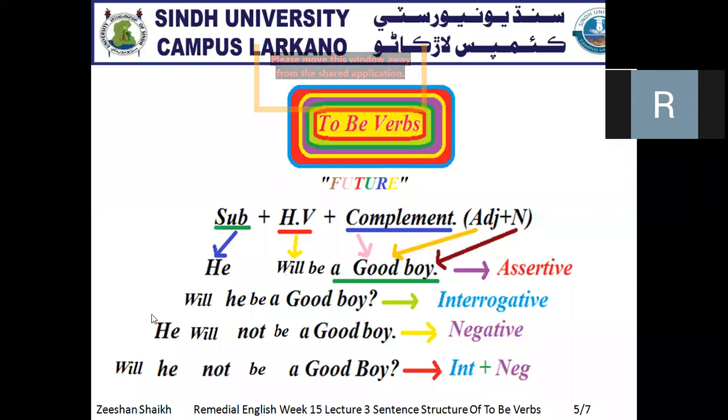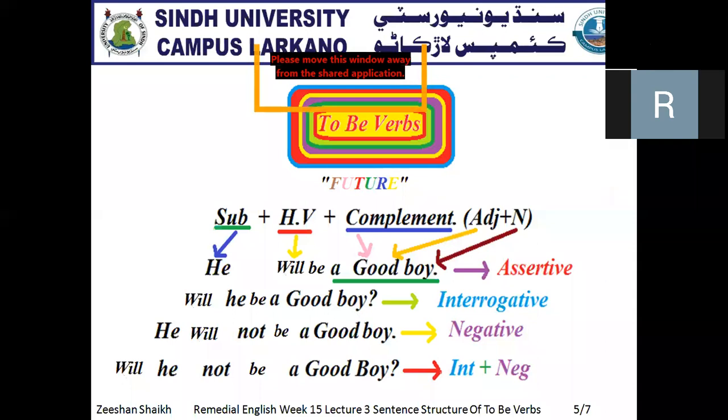And whenever we are trying to make it negative, then: he will not be a good boy. It means not comes in between the will and be. Clear? Not comes between the will and be, then a good boy. So this becomes a negative sentence.